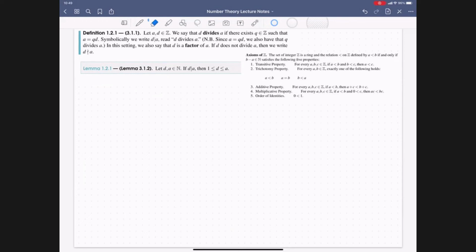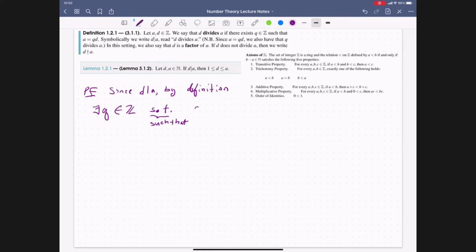So let's look at lemma 1.2.1. As I mentioned in the last video, this lemma 3.1.2 refers to the book statement. So let's go ahead and use this. We are given that a and d are natural numbers, and we are told that d divides a. So since d divides a, by definition, there exists a q in the integers such that, this is my shorthand for such that, a is equal to d times q.